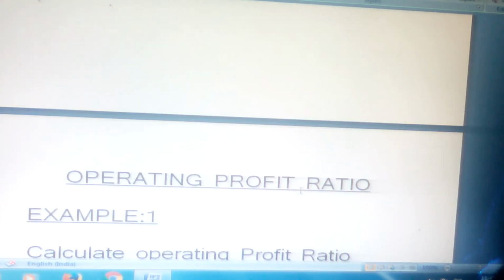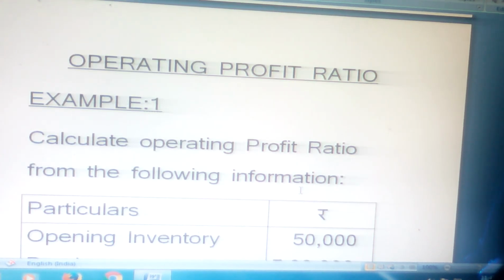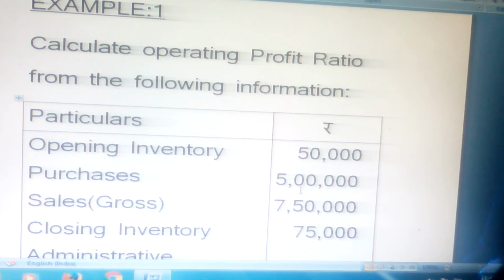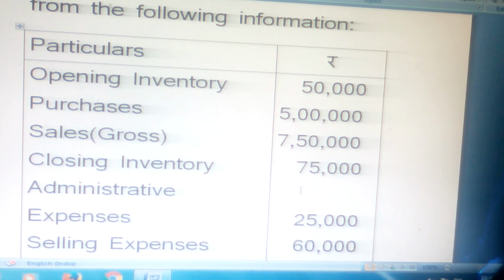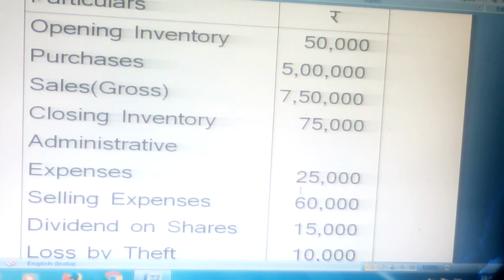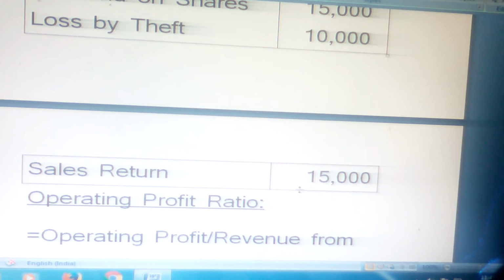Then we're moving for our operating profit ratio. That's what now we're going to discuss. Here, calculate operating profit ratio from the following information. They given opening inventory 50,000, purchases 5 lakhs, gross sales 7,50,000, closing inventory 75,000, administrative expenses 25,000, selling expenses 60,000, dividend on shares 15,000, loss by theft 10,000. Sales return 15,000.